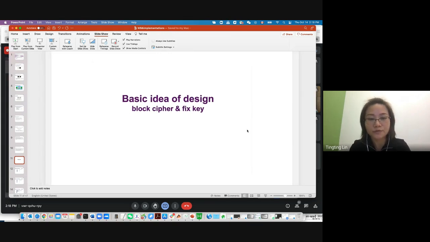Especially, I will introduce the block cipher and the fixed key version, because this white-box implementation started from block cipher and fixed key, and it's very popular so far.